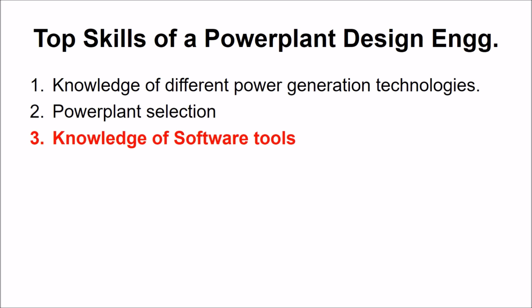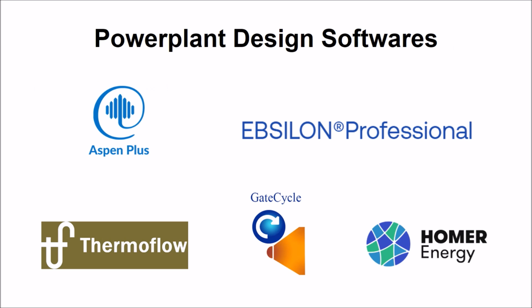The third important skill is the knowledge of software tools. There are many software tools available for power plant design such as Aspen Plus, Epsilon Professional, Thermoflow, GateCycle, and Homer. These tools can help you perform tasks such as mass and energy balances, thermodynamic cycles, equipment sizing, cost estimation, and environmental impact assessment. You can also use software tools to compare different power plant configurations, scenarios, and alternatives.